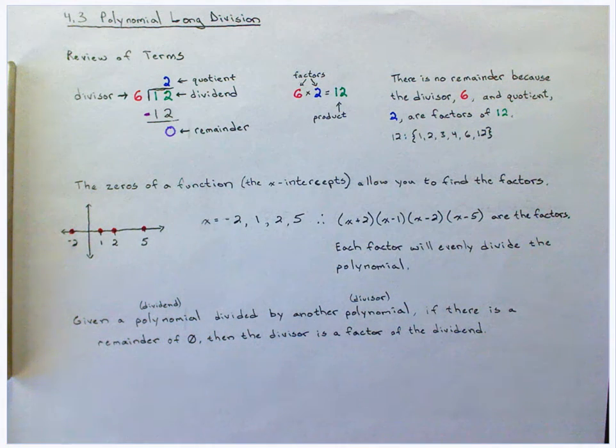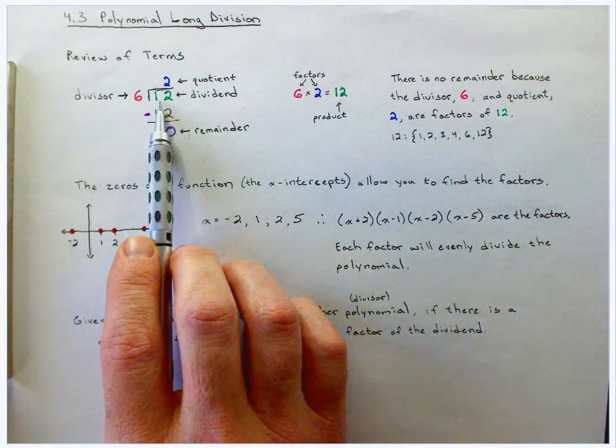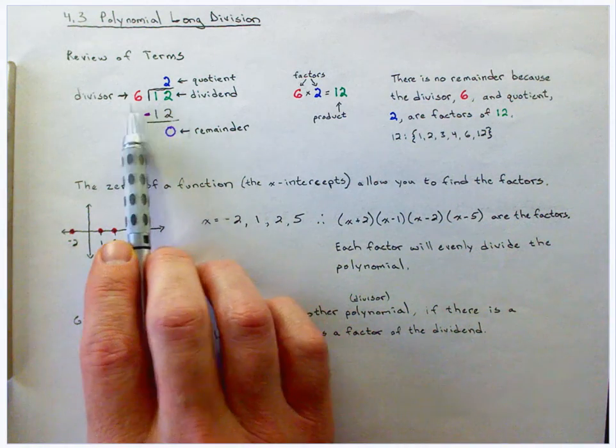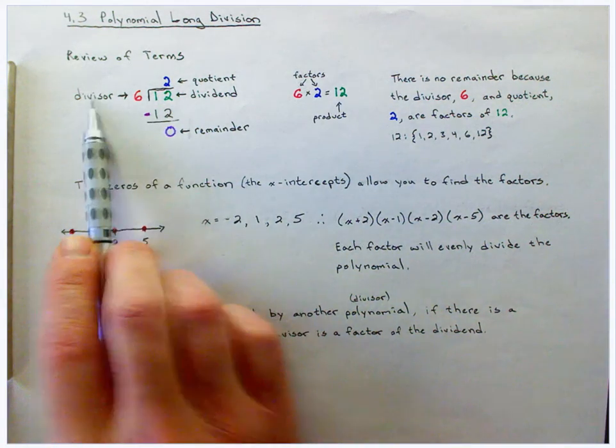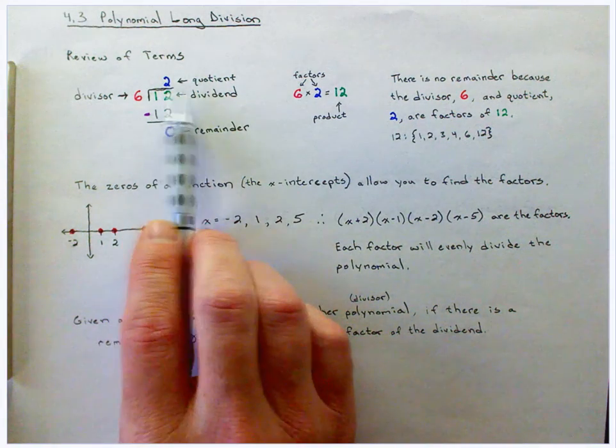Hello everyone. We're going to talk about polynomial long division, or as it can be called, algebraic long division. But before we begin talking about polynomials, let's go back to some arithmetic with long division and have a review of terms. This problem says 12 divided by 6. 6 is the divisor, 12 is the dividend. The answer is the quotient.